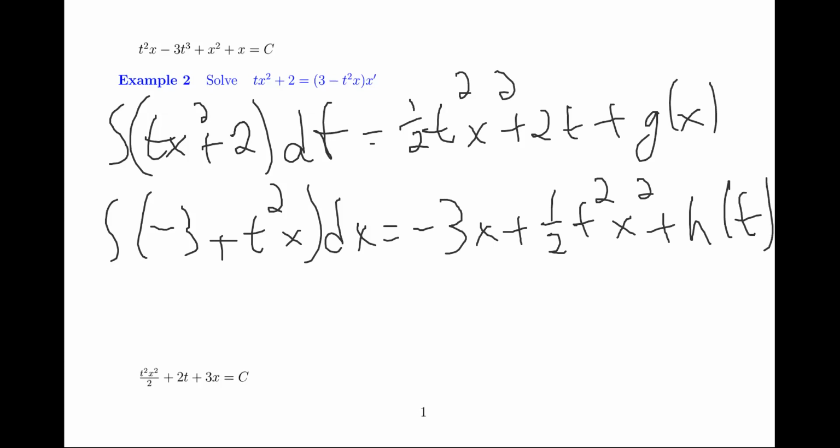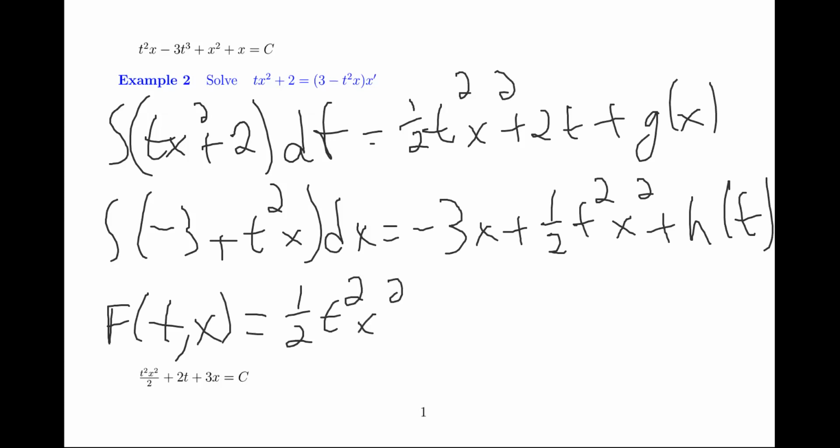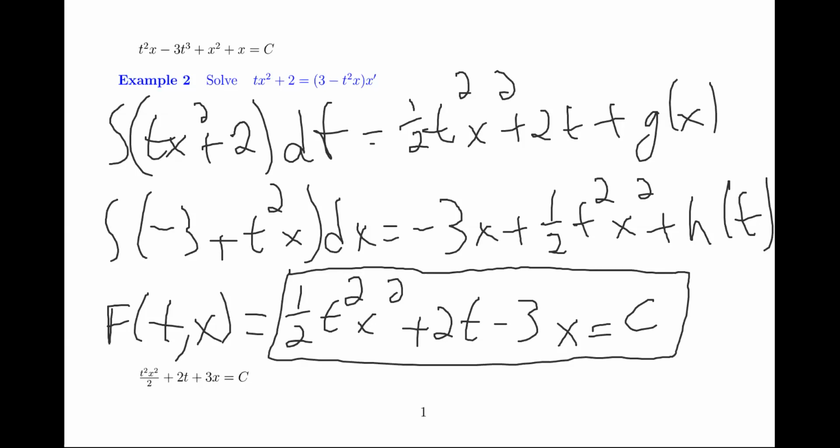And so f of t comma x is equal to 1/2 t squared x squared plus 2t minus 3x is equal to c. This should be written correctly on your set of notes down here. I'm sorry, there was a mistake. This should be a negative 3x. But it should be corrected on your handout of notes. Okay.